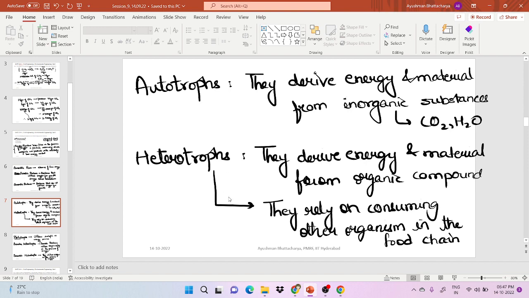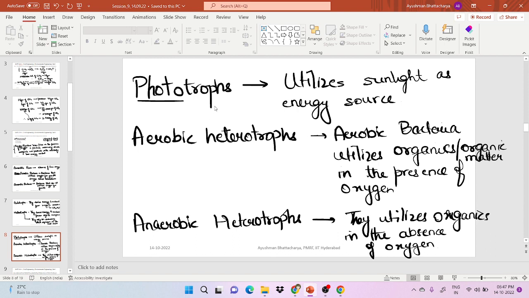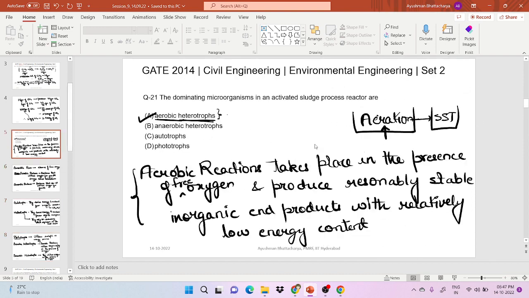Heterotrophs basically rely on consuming other organisms in the food chain. Now I discussed phototroph. Phototrophs utilize sunlight as an energy source and inorganic substances for the material source. Aerobic heterotroph means aerobic bacteria utilize organic matter in the presence of oxygen. Anaerobic heterotroph means they utilize organics in the absence of oxygen. ASP is the complete setup of an aeration tank with a secondary sedimentation tank. Aeration happens, so it will be aerobic. Since ASP is responsible for organic matter removal, it will be aerobic heterotrophs.